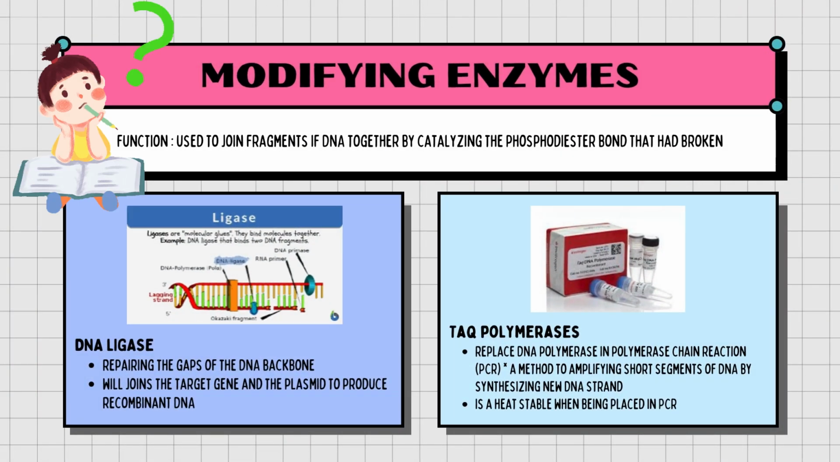Finally, let's talk about modifying enzyme. This enzyme helps join DNA fragments by catalyzing the formation of broken phosphodiester bonds. For example, DNA ligase repairs gaps in the DNA backbone, while Taq polymerase is used in PCR, a method to amplify DNA segments. That's all. I hope you guys can remember all the tools used in recombinant DNA technology.